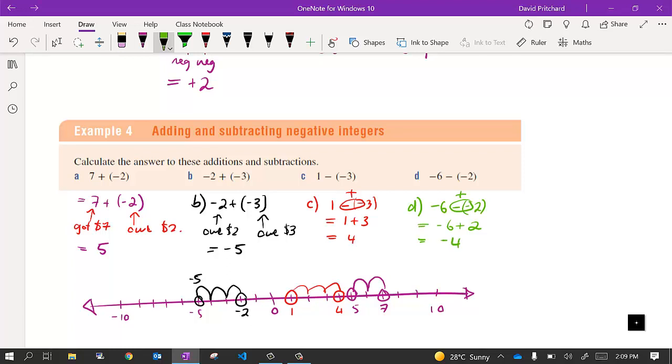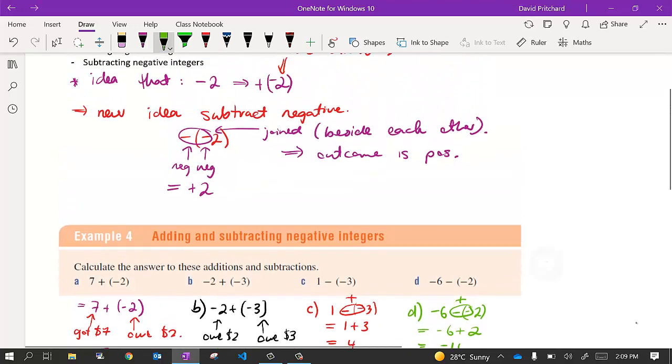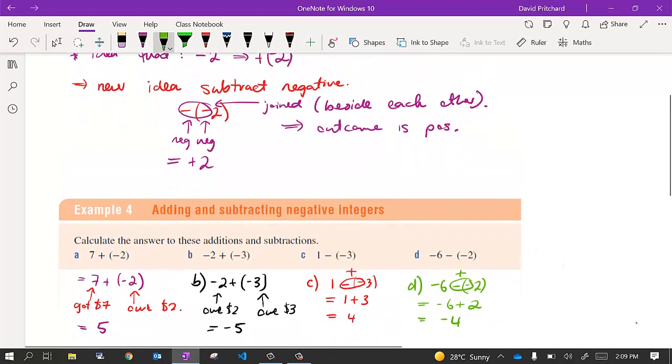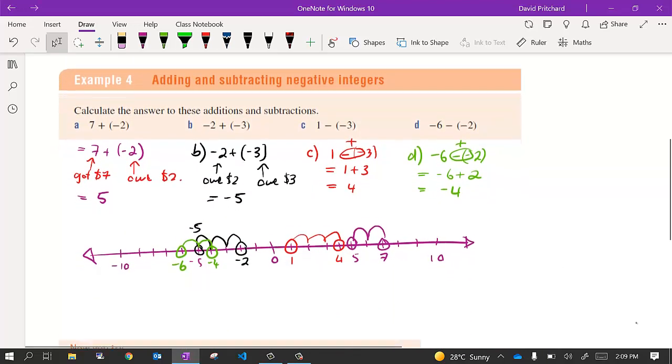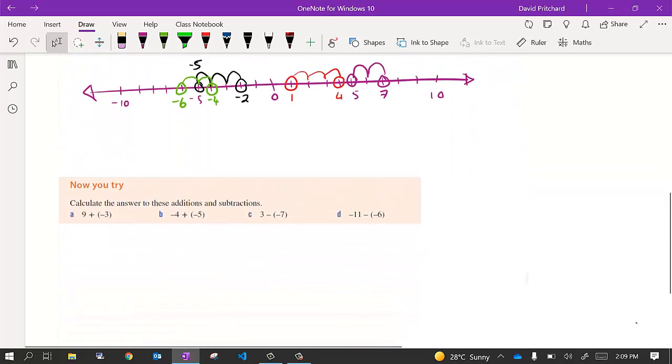I still owe $4. So if we start here at negative 6, and because we're adding 2, we're jumping 2 in the right direction, we end up at negative 4. Okay, so I hope that makes sense. Hopefully when you see that new idea in action, it starts to click. And today will be a nice, easy one.